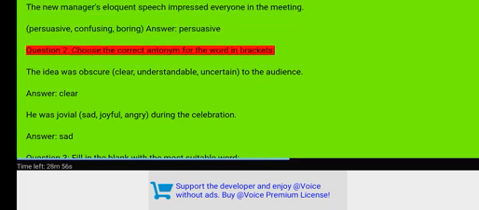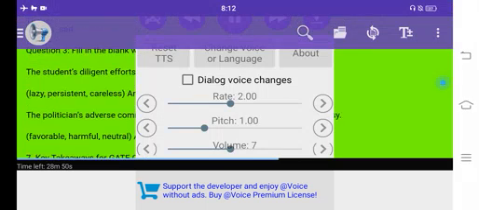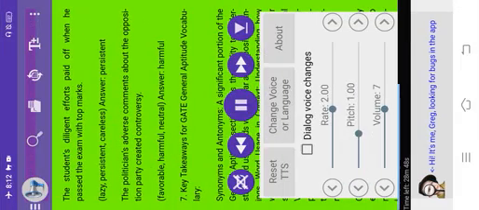Question 2. Choose the correct antonym for the word in brackets. The idea was obscure (clear, understandable, uncertain) to the audience. Answer: clear. He was jovial (sad, joyful, angry) during the celebration. Answer: sad. Question 3. Fill in the blank with the most suitable word.